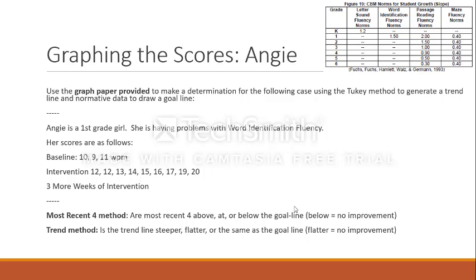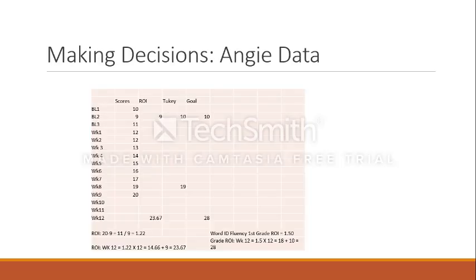Hopefully you've had a chance to do the analysis, and if you added it to Excel, it should have looked like this: baseline, baseline, baseline, and then you have all the weeks. Then you put in all the scores, and then you calculated the ROI to get this information. So this 23.67 came from this set of calculations. And then your goal line came from the middlemost score, just like it did for the Tukey. So the ROI is based off the smallest score, and the goal line and the Tukey are both based off the middlemost score. And then the goal is calculated here.